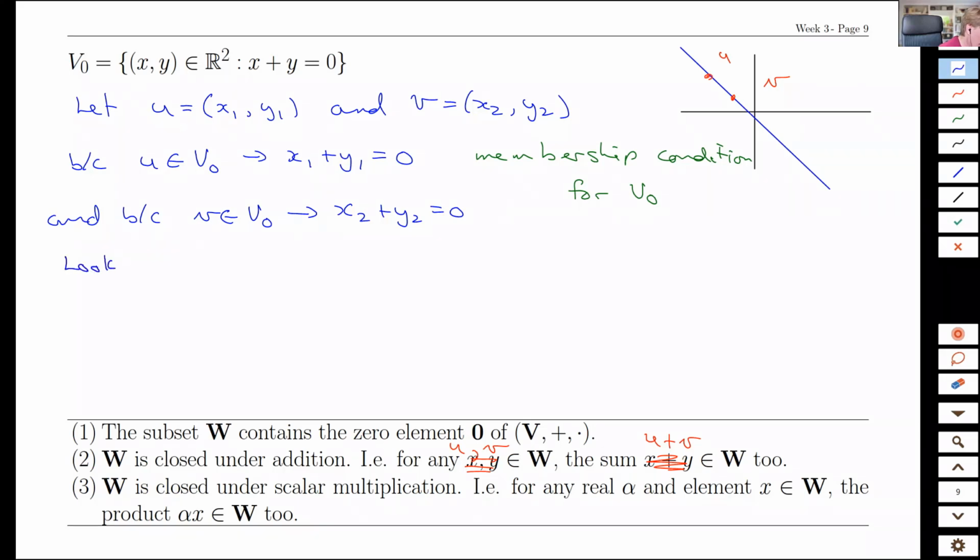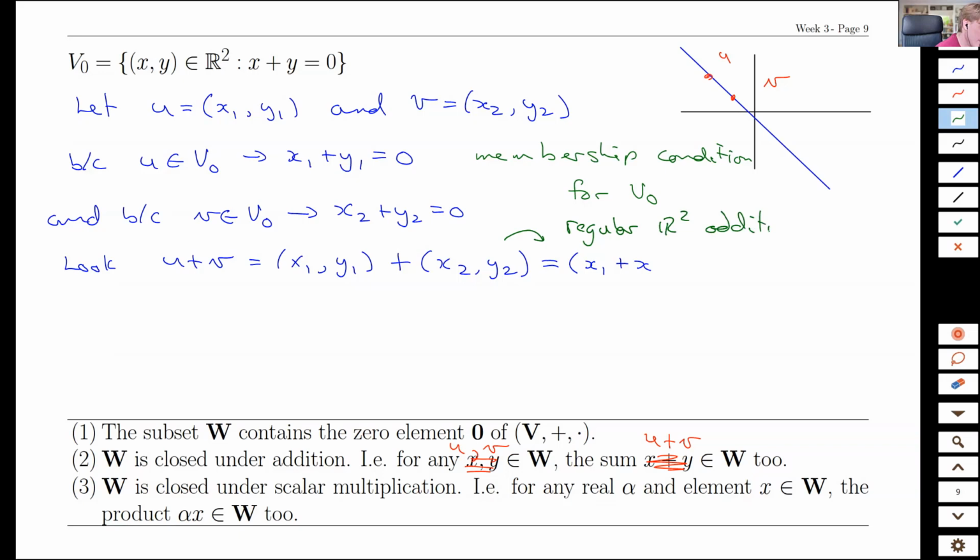Then we take a look at U plus V. And we're trying to say, is that addition also in our set? If we add these 2 things, that's the same as adding x1, y1 plus x2, y2. And that's going to be component by component. This is just regular R2 addition. x1 plus x2 and y1 plus y2. Now, is U plus V in V0?